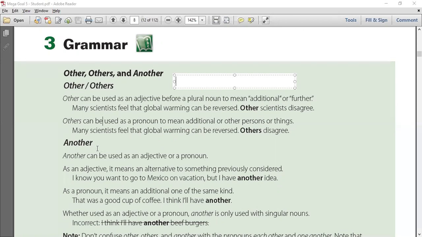Now, moving to another. Another can be used as an adjective or a pronoun, the same thing. If I want to use it as an adjective, it means an alternative to something previously considered. For example, I know you want to go to Mexico on vacation, but I have another idea. Pay attention here, after another, you should have what? Plural or singular?